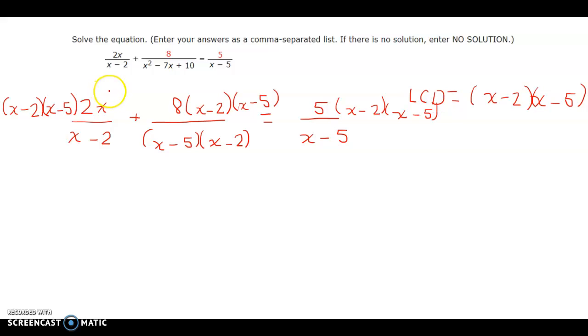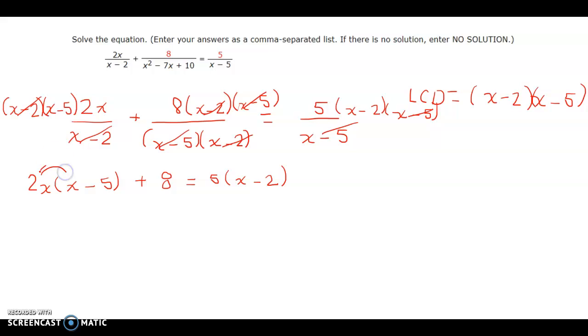By doing so, something will cancel. These x minus 2's will cancel in our first rational expression. Our x minus 5's will cancel in the second, as will our x minus 2's. And then our x minus 5's will cancel in the third. So now what we have is no denominators. That was our goal. We have 2x times the quantity x minus 5 plus 8 is equal to 5 times the quantity x minus 2.